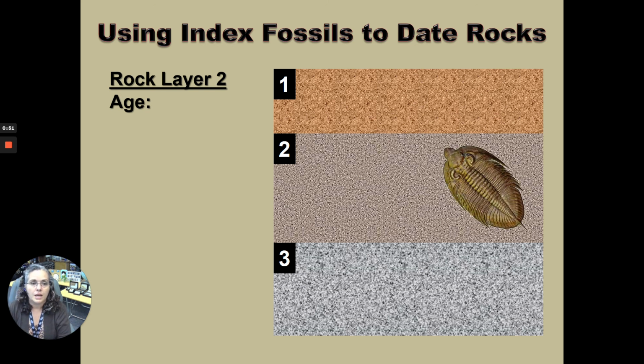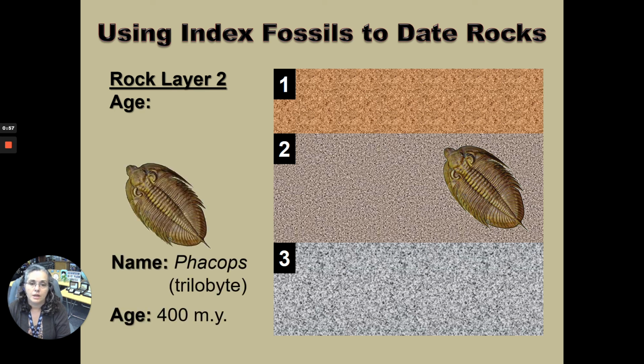Unless we have an index fossil. So we have a trilobite. And this trilobite, say it's 400 million years old. We know the exact date. Notice I give you a number, okay? So if this particular index fossil is 400 million years old, then you can tell me the age of rock layer 2. And now you know that it is 400 million years old. So notice there is a number there, okay? That's more of an exact dating.